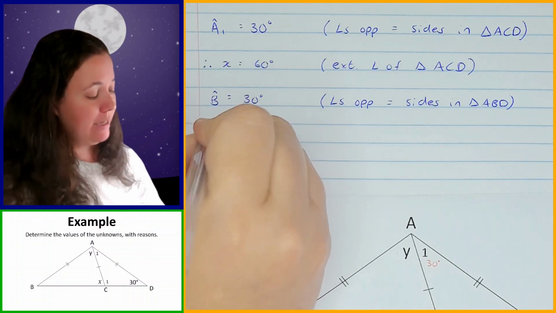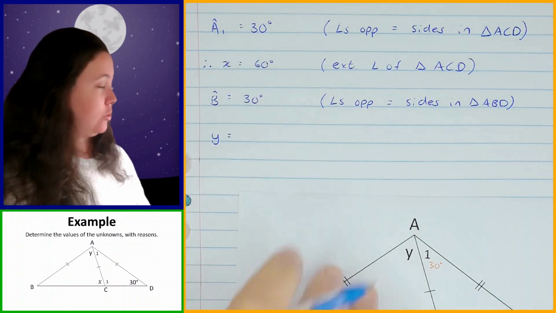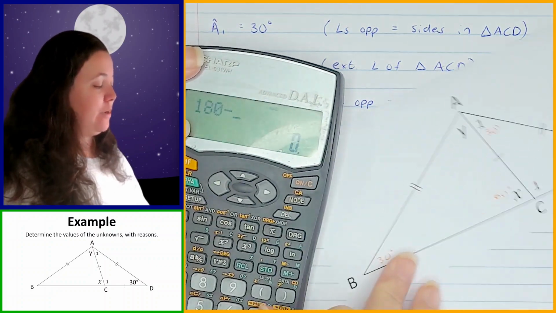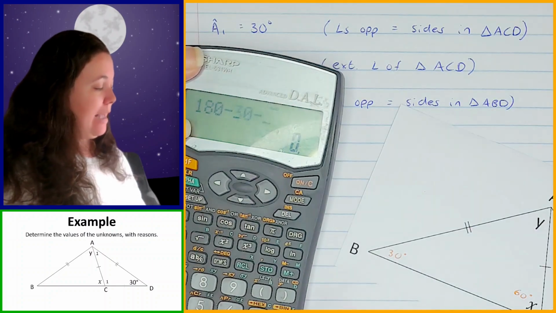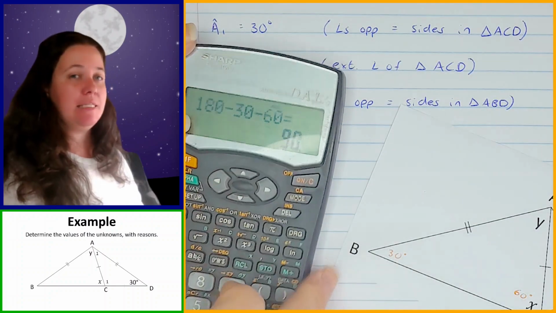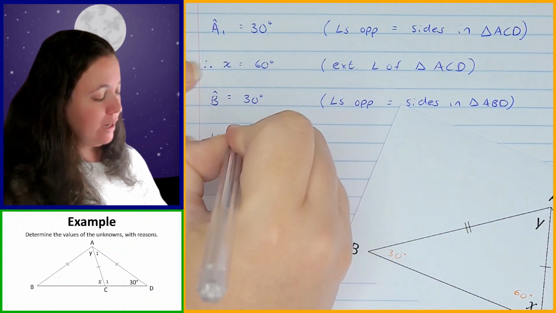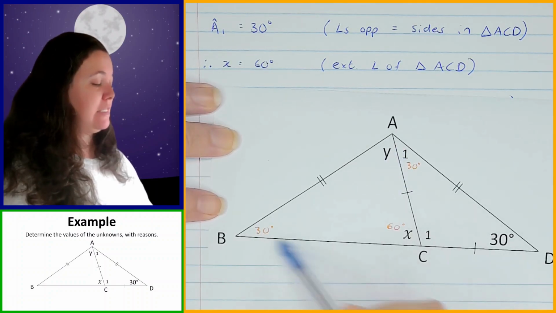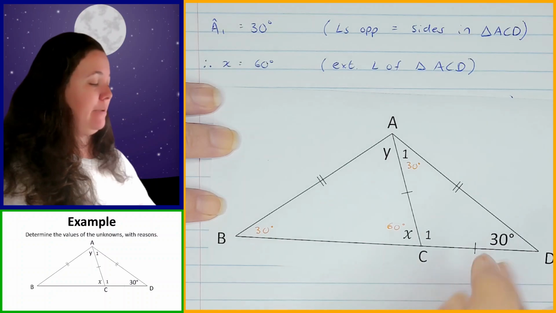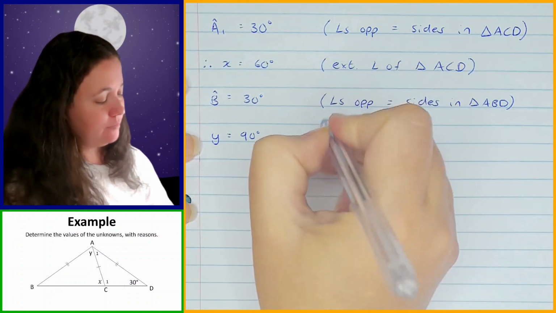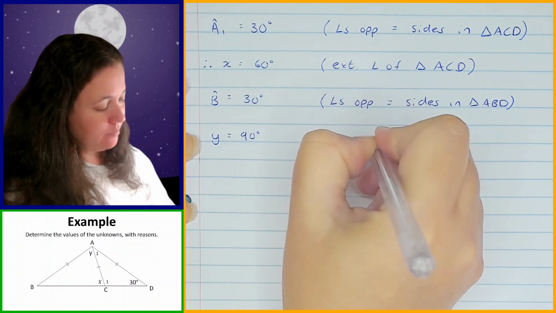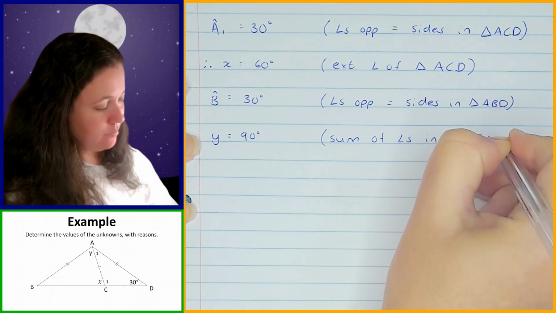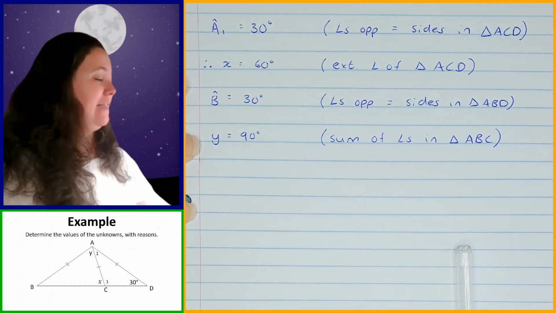So I'm going to say that y is equal to, so now I have to go and work this out. So it's 180 minus the other two angles. So it's minus 30 and minus 60, and that gives me 90 degrees. So y is equal to 90 degrees, and the reason I can say that is because of the sum of the angles in triangle ABC. So that's how you work out y in that example.